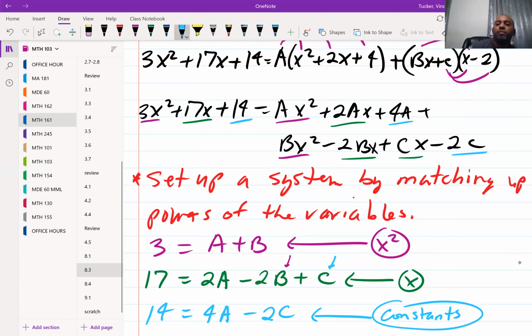Yeah, it's good enough. All right, so you see how color coded in my green, my linear terms, the x terms, 17x. Then I had 2ax minus 2bx plus cx. So that's why I have those in green. And then the blue, 14, 4a, and then minus 2c.